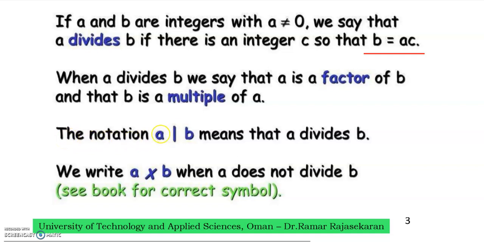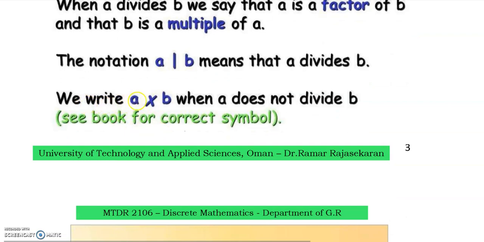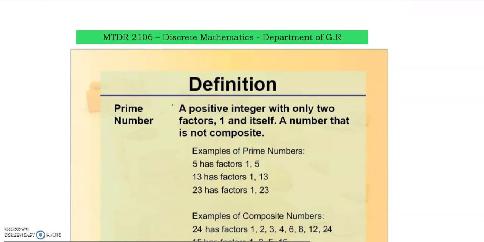How can we write this? Suppose I write a, one straight line, and then b. We read it as a divides b, which means this number a is dividing b exactly. The remainder is 0. If we write a, one slanting line crossed over, and then b, we say that a does not divide b.